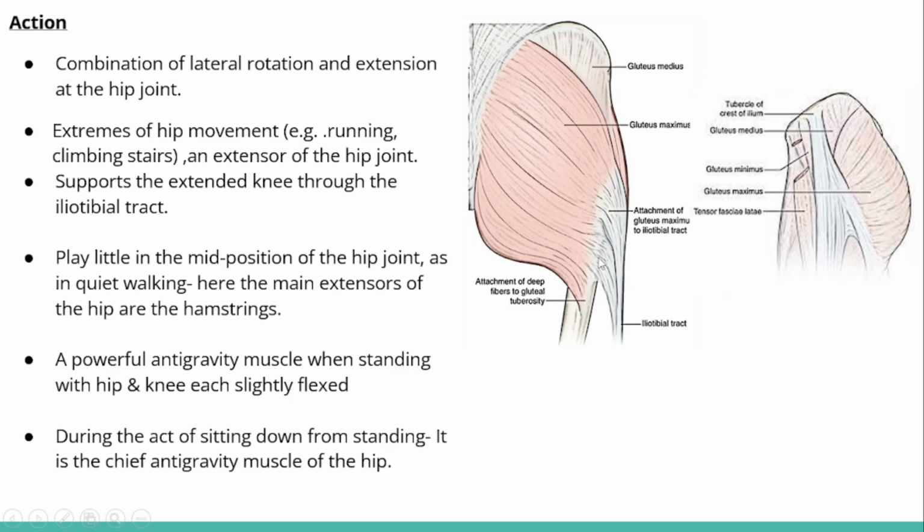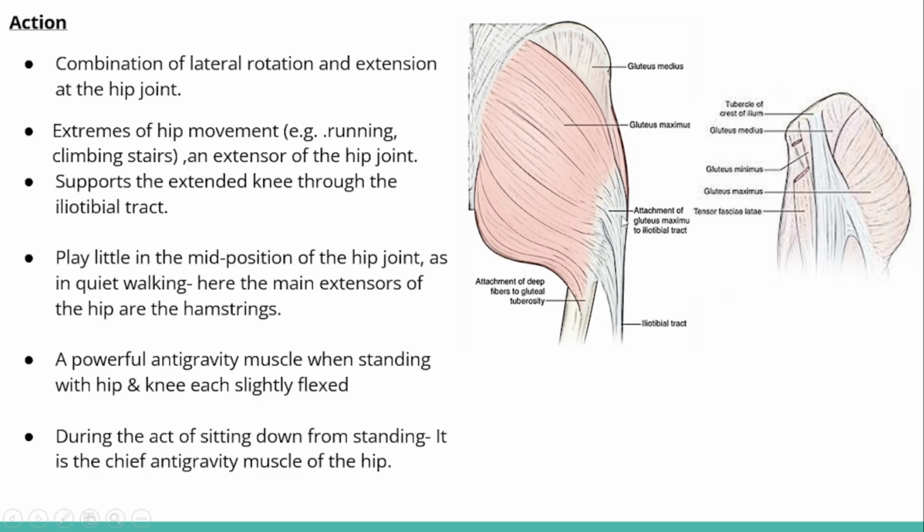Now, if you think of the insertion of this muscle, it inserts into the gluteal tuberosity as well as the iliotibial tract. If we work out the muscle contraction, it functions as an extensor of the hip joint and also a lateral rotator. In extreme hip movements like running and climbing, this muscle is an important extensor of the hip joint. And also, through the iliotibial tract, it supports the extended knee joint.